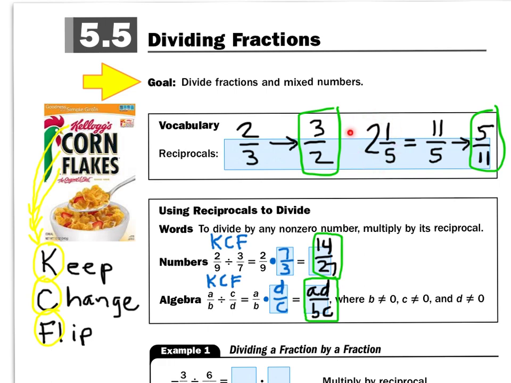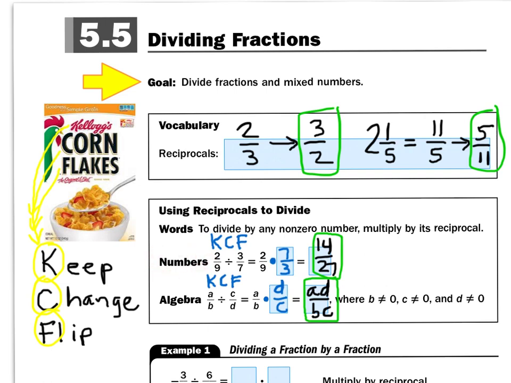Okay? Take a look at 2 and 1/5. If I want to find the reciprocal for a mixed number, first I have to turn it into an improper fraction. 5 times 2 is 10, plus 1 is 11. 11 over 5, and then I flip it. It becomes 5 over 11, and that's the reciprocal.